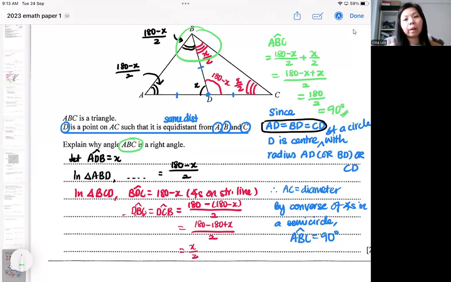If you prove it by the algebra method without any property, that's fine, because you work out the value. That means you use an unknown and you actually calculated out 90 degrees. So that's fine. Or subsequently, you can use the angle in a semicircle to justify the 90 degrees. So these are the two methods.